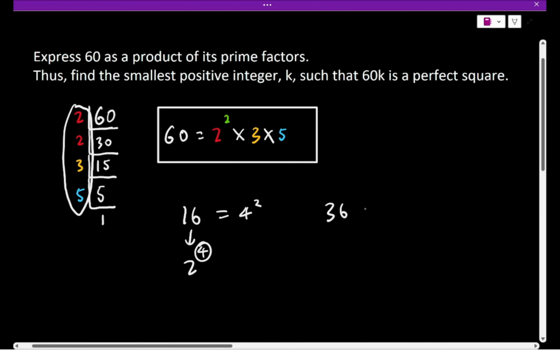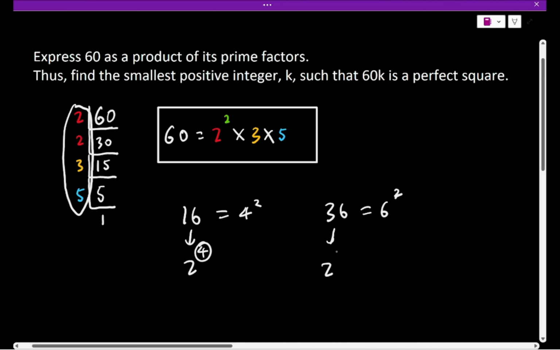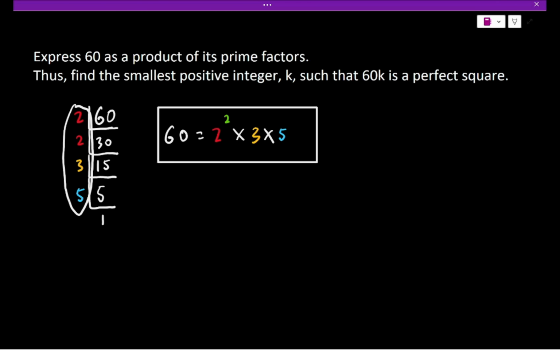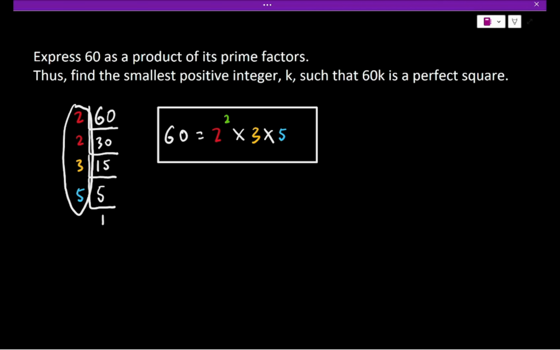36 is also a perfect square because it's 6 squared. And if you look at its prime factors, it's 2 to the power of 2 times 3 to the power of 2. It's 4 times 9, which is 36. Again, its powers are also even numbers. So, in that sense, what we want to do is multiply by a number k such that the product has all powers being even numbers. Notice that we are taking 60 times k, which means that we cannot divide.